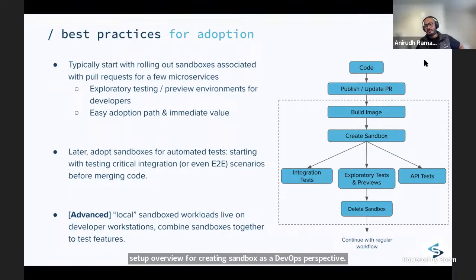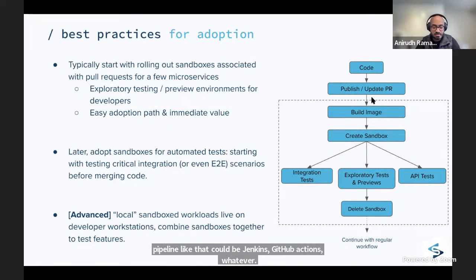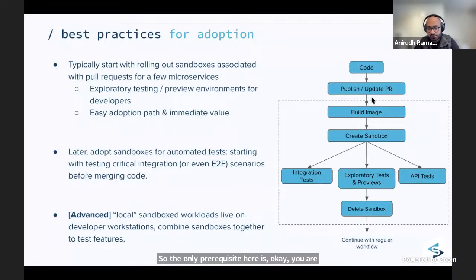So the typical flow looks like this. This is the easy, initial deployment, right? We're talking about the pull request use case for sandboxes. People usually start with their own CI pipeline, that could be Jenkins, GitLab, GitHub Actions, whatever. The only prerequisite here is that you are building an image for every pull request as a new commit is pushed. As soon as the image is built, you can create the workload.